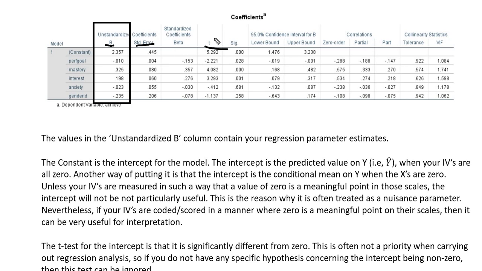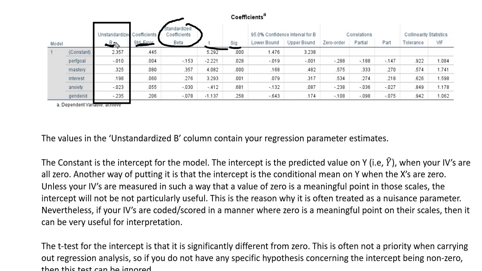This is a t-value right here, which is just formed as a ratio of the unstandardized coefficient to its standard error, and this is the p-values right here. The standardized coefficients that are given right here can be useful, particularly for rank ordering the predictors in terms of their relative contributions.